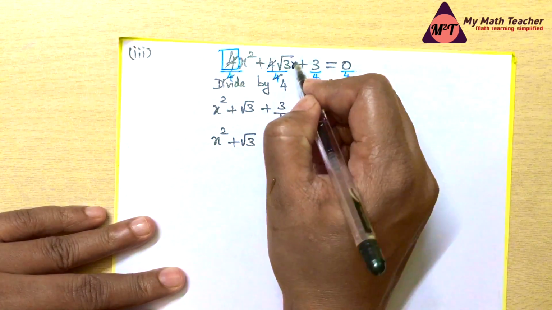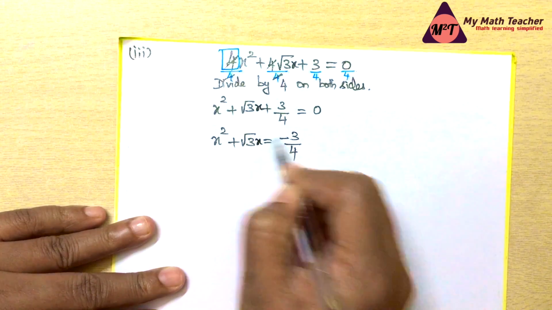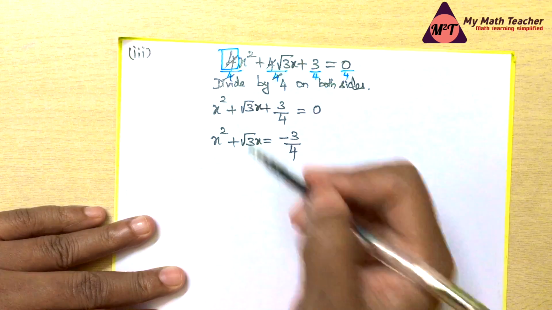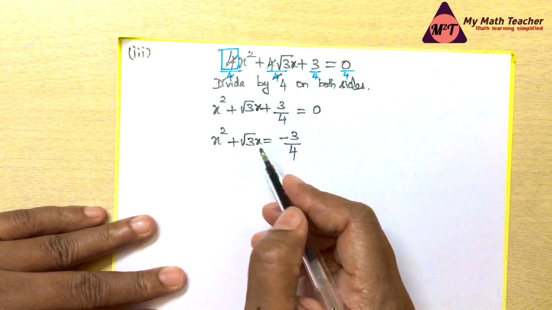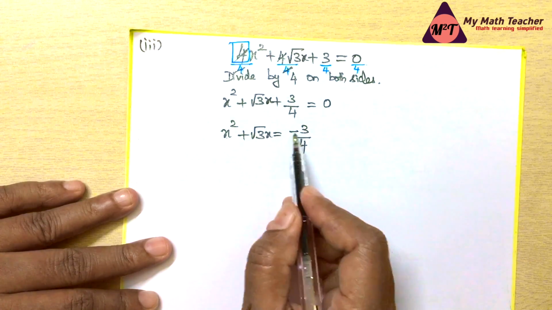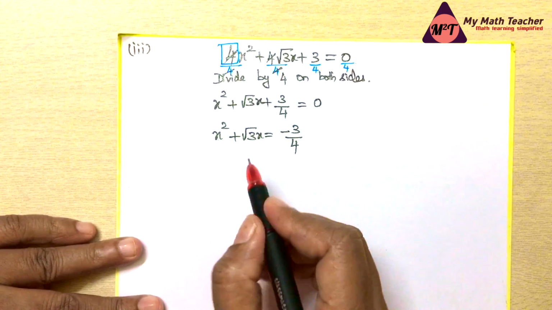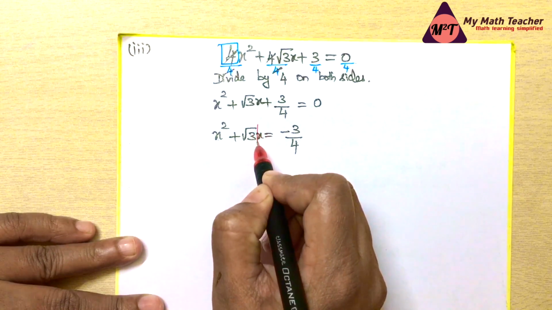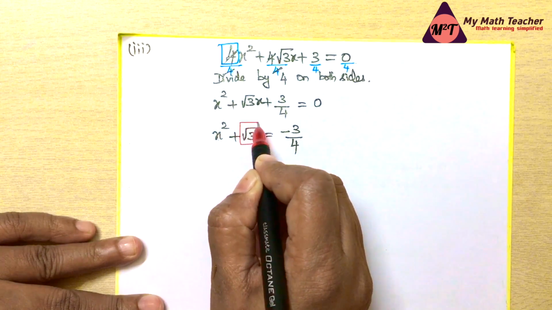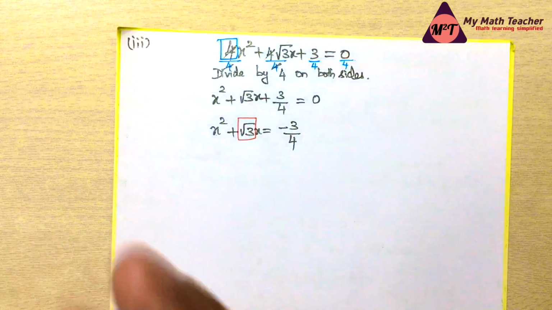So this is x here. Okay, so sorry, I forgot to add this x here. Okay, now x square plus root 3x is equal to minus 3 by 4. Next step is look for the coefficient of x, which is here. Okay, coefficient of x is root 3.